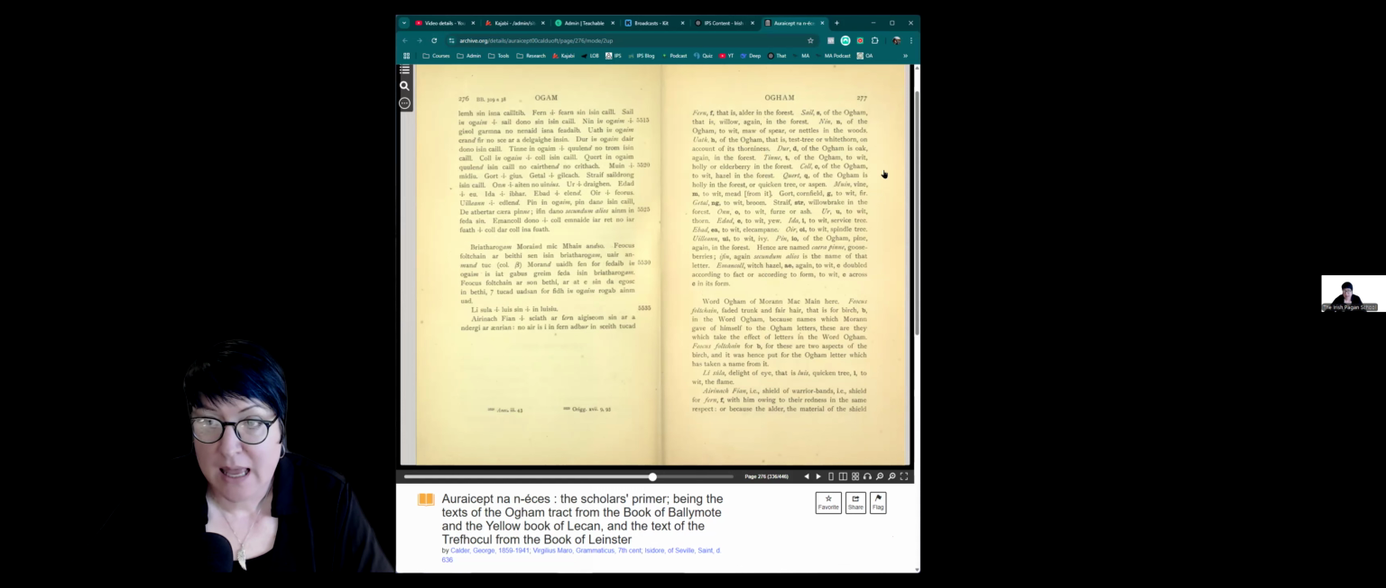Nion, N of the Ogham, to wit, maw of spear or nettles in the woods. Huath, H of the Ogham, that is test tree or whitethorn on account of its thorniness. Duir, D of the Ogham, is oak, again in the forest. Tinne, T of the Ogham, to wit, holly or elderberry in the forest. Coll, C of the Ogham, to wit, hazel in the forest. Quert, Q of the Ogham, is holly in the forest or quicken tree or aspen.